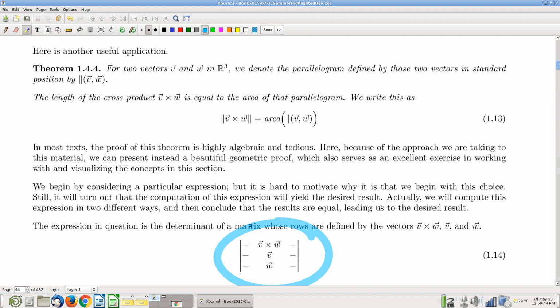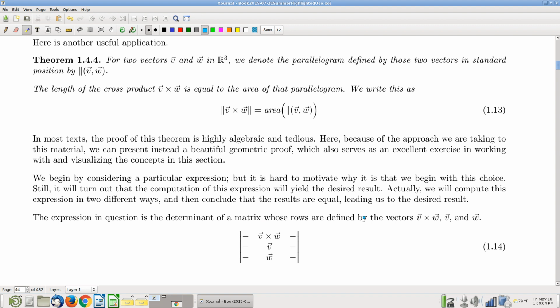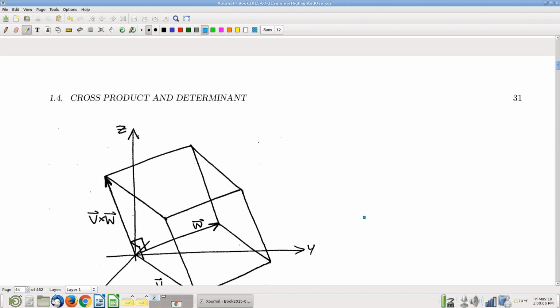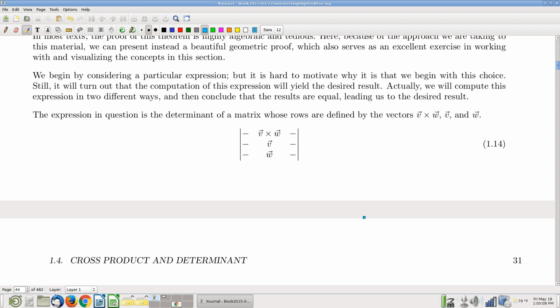But it turns out that this determinant, where the rows are the cross product, then V, then W, relates to the magnitude of the cross product, we're going to see momentarily, and it relates to the area of the parallelogram, and that's going to allow us to draw our conclusion. So very weird little idea. So here we go. First observation about this. Now keep in mind that very specific determinant.